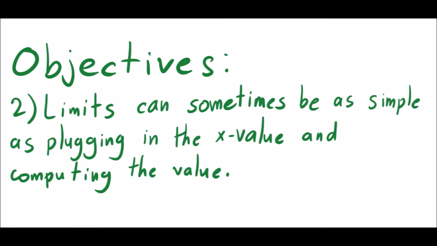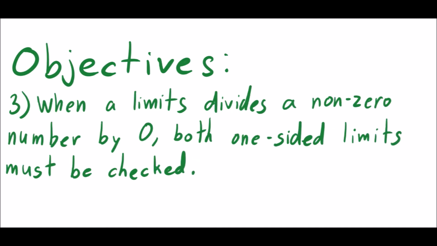Second, there are some limits that really are as simple as plugging in the limit x value, though you'll rarely ever see them in calculus classes. It's good to know though that this is true so that you aren't thrown off when you first see them. Lastly, whenever a limit's value divides by 0, that is, there's a vertical asymptote at that point, you have to check both the left and the right side limit to actually find the limit value.